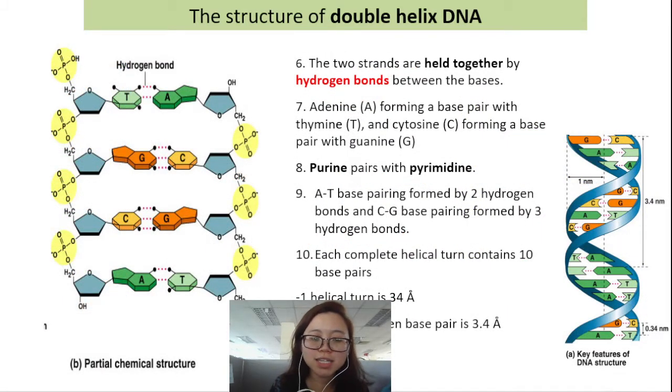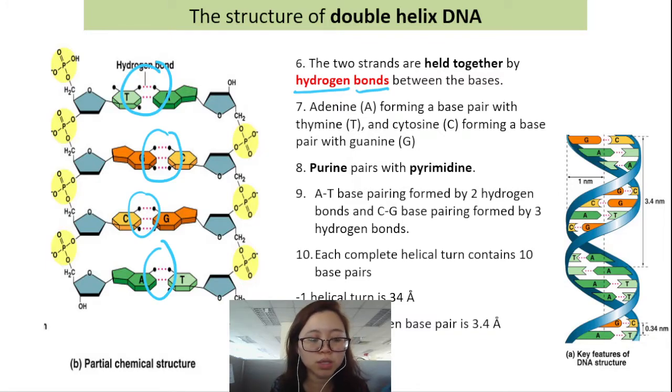Next, what did Watson and Crick say? They said that the two strands are held together by hydrogen bonds between the bases. These are the hydrogen bonds between the bases. Adenine will form a base pair with thymine. Cytosine forms a base pair with guanine. In other words, purine will pair with pyrimidine. An AT base pairing is formed by 2 hydrogen bonds, and CG base pairing is formed by 3 hydrogen bonds.